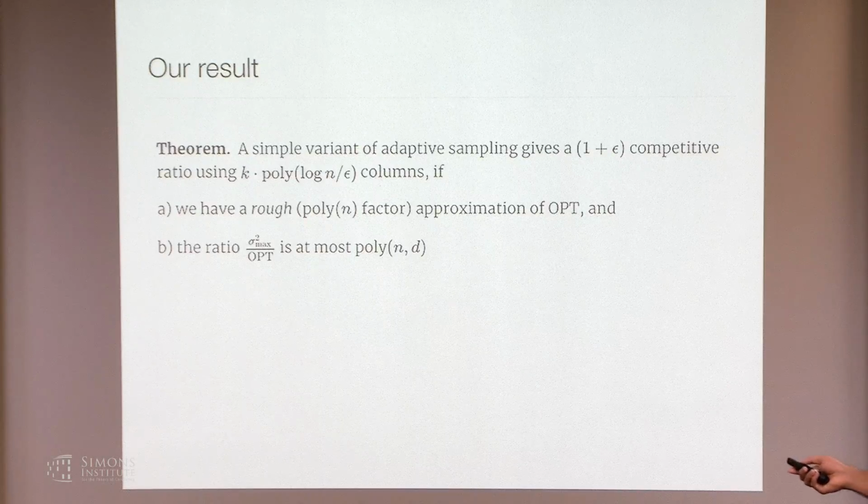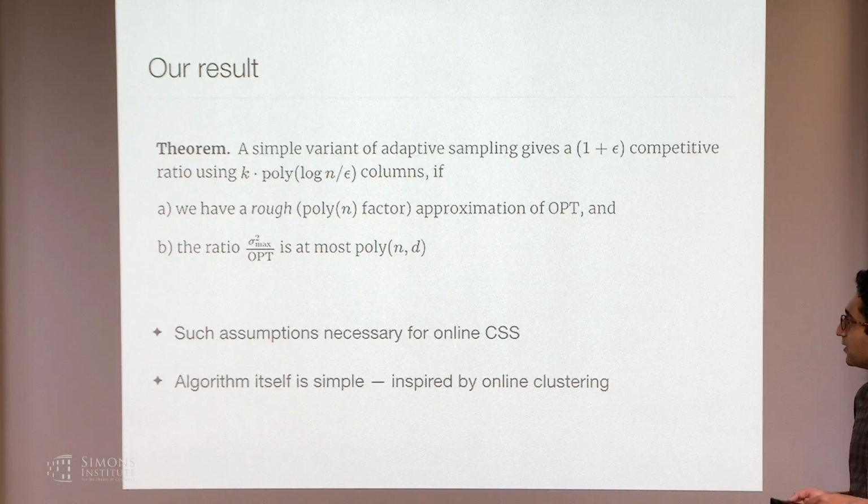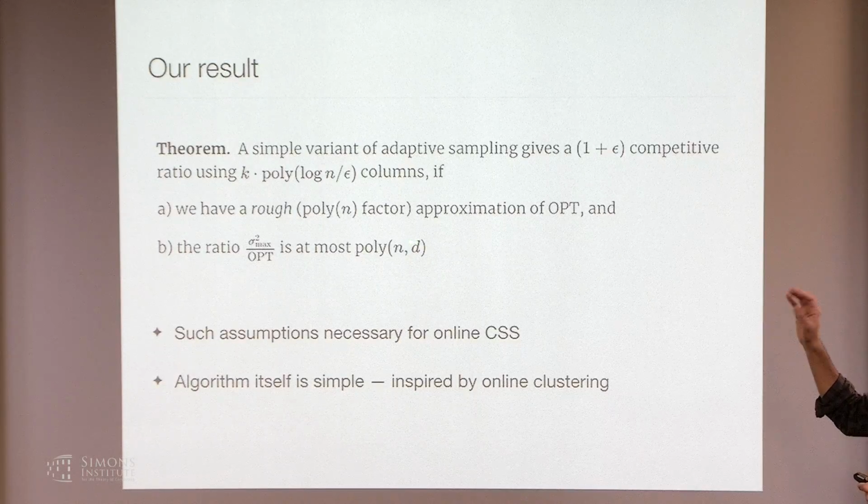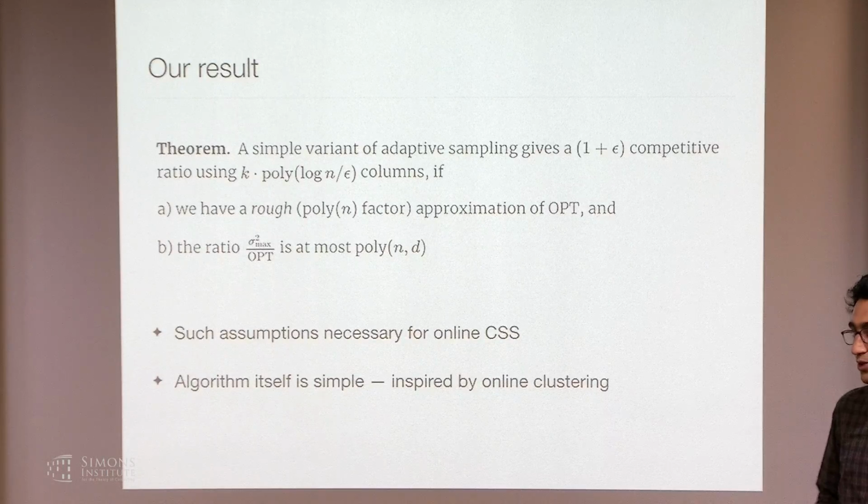So these are two assumptions. We can't quite show that they are necessary for online PCA, for a non-trivial reason, but for online column selection you can show that assumptions of this kind are necessary: the number of columns you choose must depend on these factors. The algorithm itself is fairly simple, a variant of adaptive sampling, inspired by a really nice algorithm for online clustering due to Meyerson. So we'll start by looking at that algorithm.